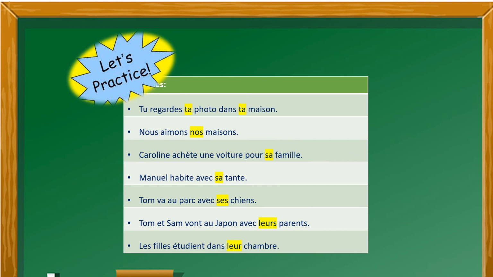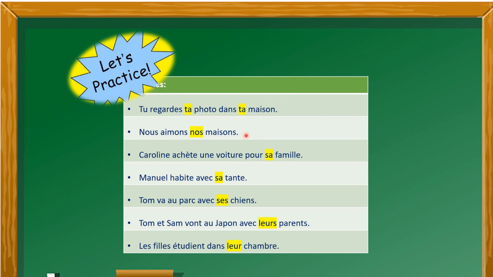Let's practice. Okay, first sentence here. Tu regardes ta photo dans ta maison. You watch your photo in your house. Photo word is feminine, ta. Maison word is feminine, ta.